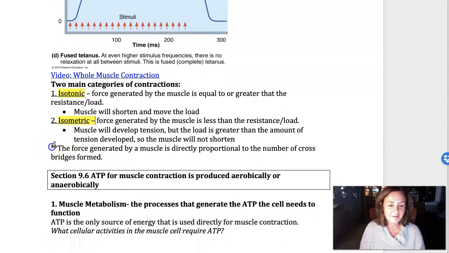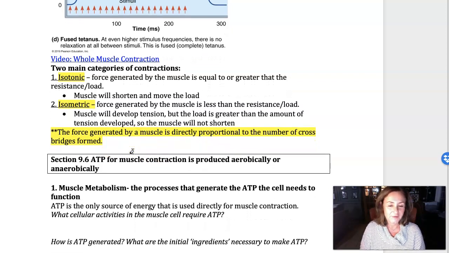And just in case you didn't write this down, I mentioned this earlier in the video, that the force generated by a muscle is directly proportional to the number of cross bridges formed. So I wrote that down for us too.